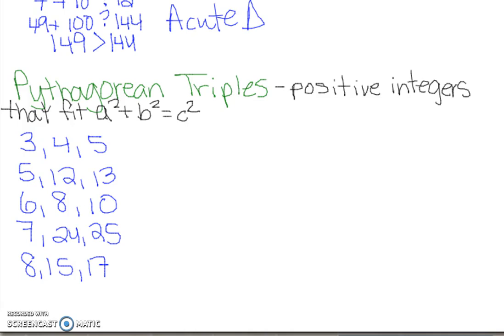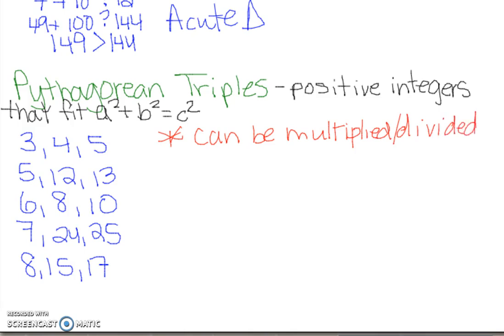Now what's unique about these is that they can be multiplied or divided for more triples.